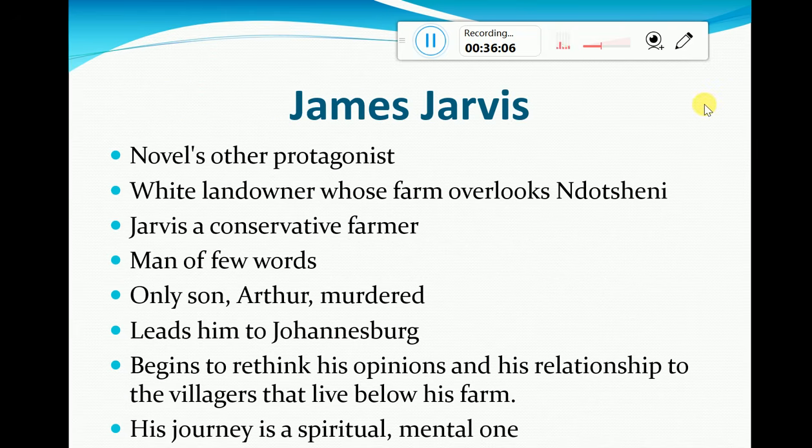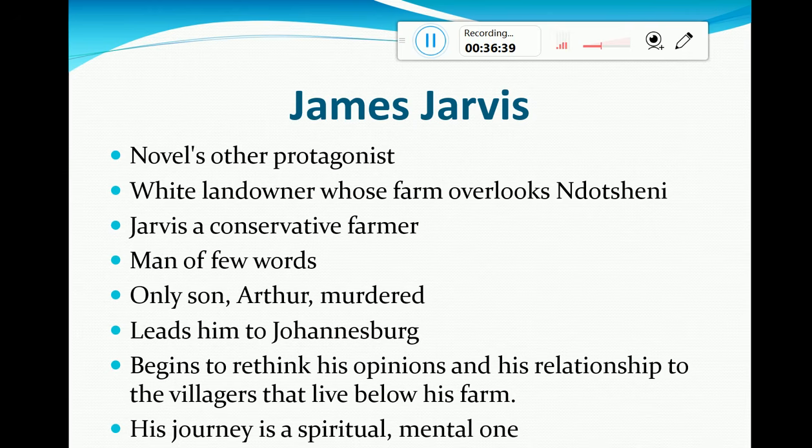We have James Jarvis, who is another protagonist. As I've said, he's a landowner, as he owns a beautiful farm in Ndonzeni, and he's a conservative farmer. He's a man of few words, and just like Reverend Stephen Kumalo, he also has only one son by the name of Arthur Jarvis. As I've already stated, he's going to go to Johannesburg also to attend the funeral of his son.